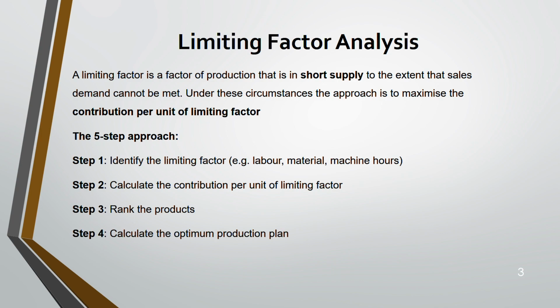Step 4, calculate the optimum production plan. Why do we do this ranking of products? Because when your factors are limited, it's not possible for you to produce all the products. You can only undertake certain products which give you the maximum contribution. That's why you have to calculate the optimum you can do. And step 5, if the question asks you to calculate profit, you calculate, otherwise till step 4 you can stop.